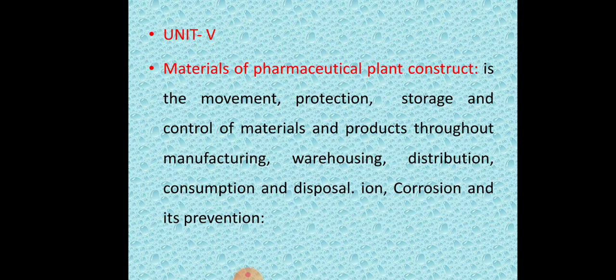And the last unit given in our syllabus, unit 5, consists of the material which is useful for pharmaceutical plant construction. Which type of material is useful for pharmaceutical construction, what is the meaning of corrosion, how to prevent corrosion, and what are the different types of corrosion, we will see all of this in this chapter. Okay, that is all about the pharmaceutical engineering syllabus.